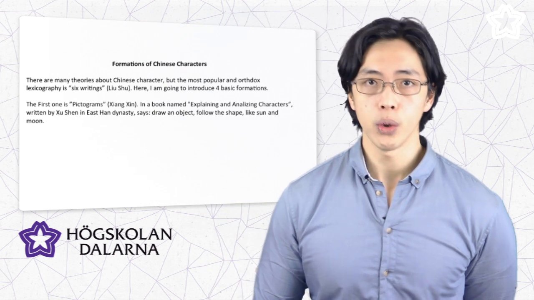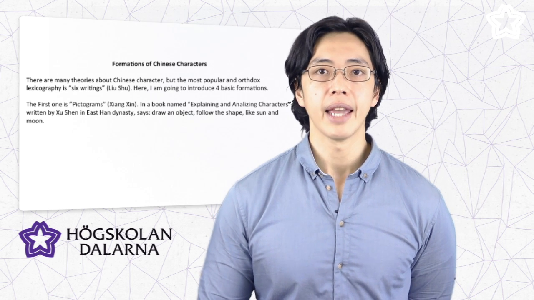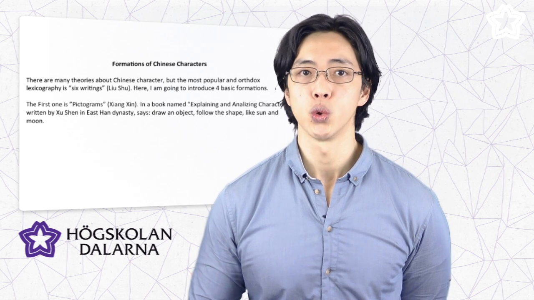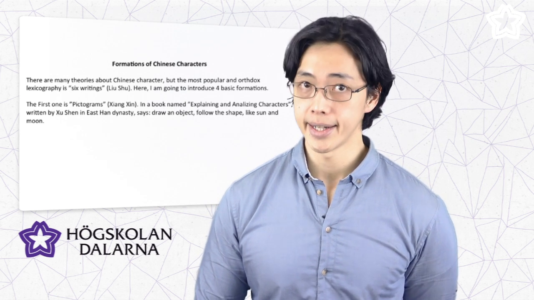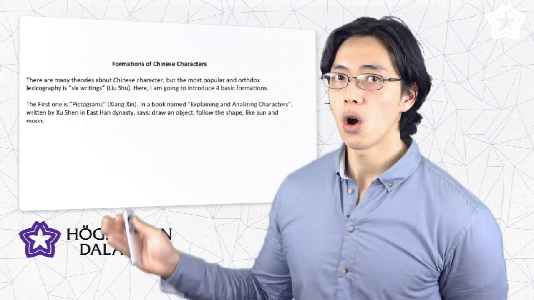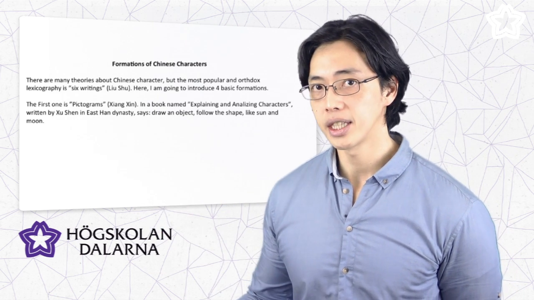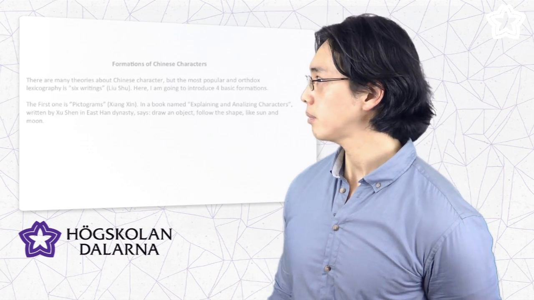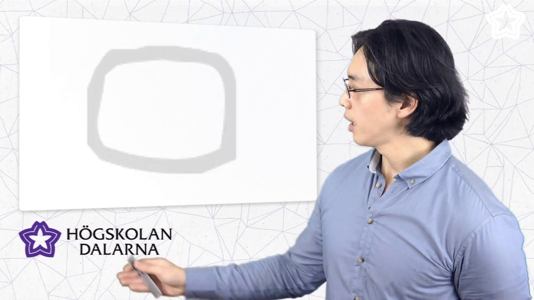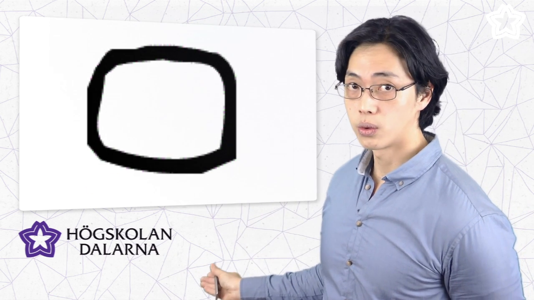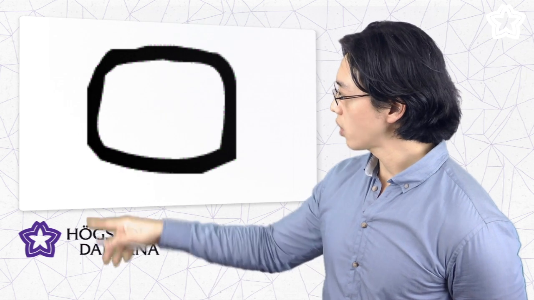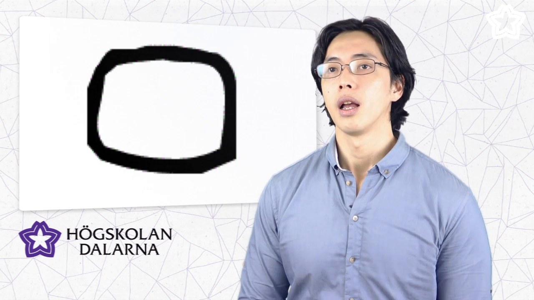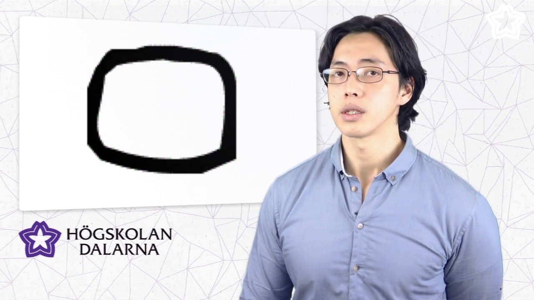Xiang. In a book named Explaining and Analyzing Chinese Characters, written by a famous scholar, Xu, in the East Han Dynasty, it says to draw an object or an item, follow the shape, like the sun and the moon. You can see here. Here is the old way to write sun. The circle means sun, but for our ancestors, why was the sun shining?